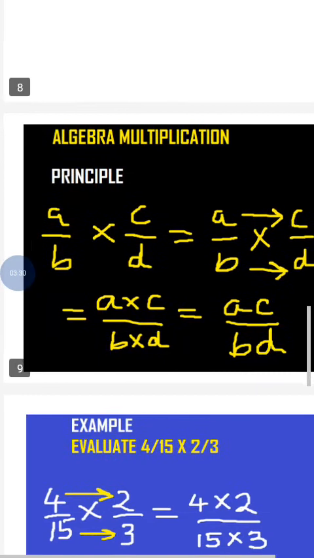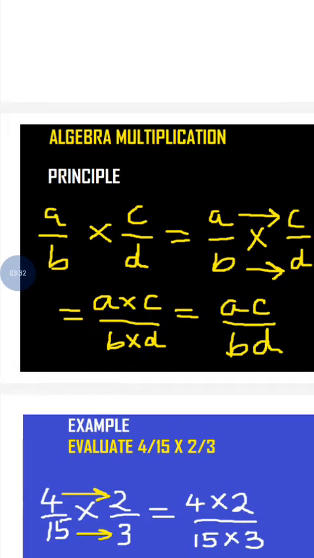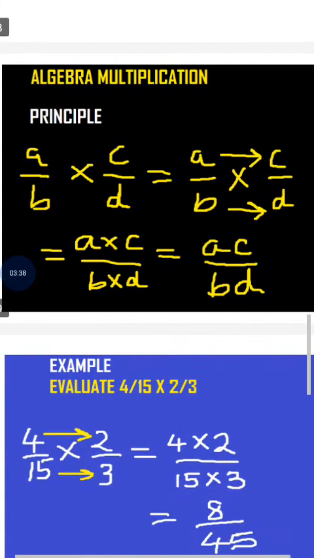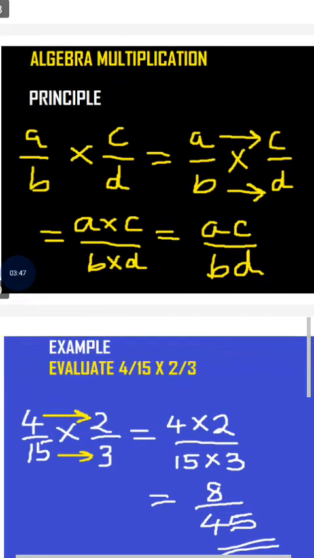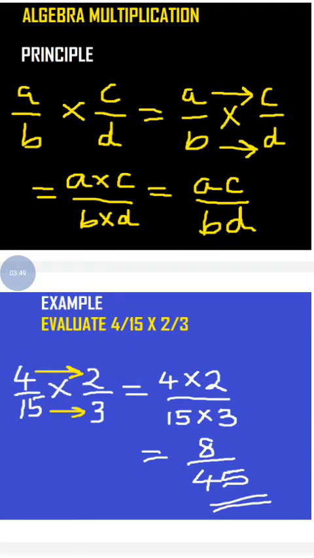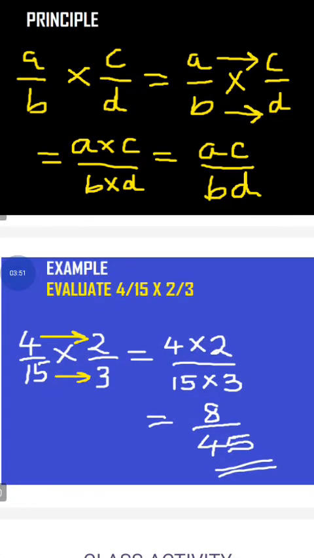So we'll go straight to fraction multiplication. Please don't mind that algebra that is written, it is a typo, a typographical error. It's supposed to be fraction multiplication. So we have a principle also, a guiding rule that follows. It can work at any time for you, anywhere. Anybody can use it and you get the same answer. So the principle is multiply the numerators and also multiply the denominators.